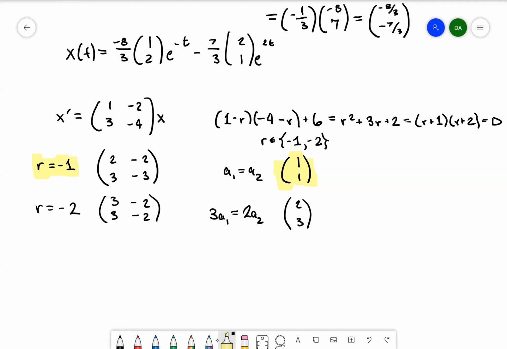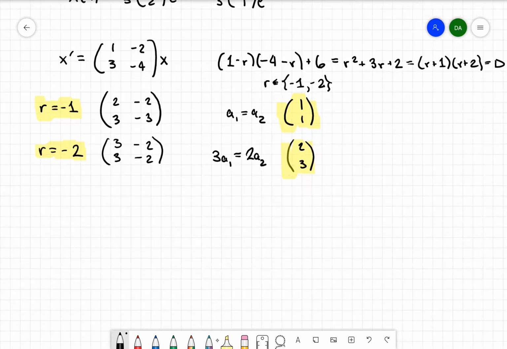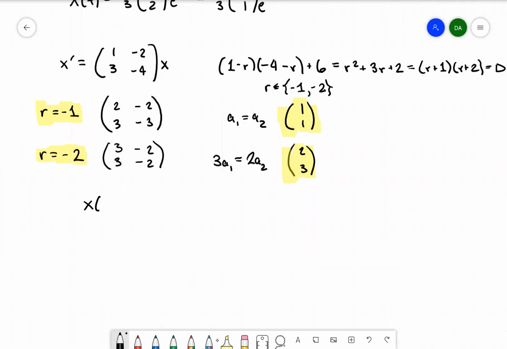Okay. So now we have this eigenpair, and we can go ahead and write up our general solution. So the general solution will be x of t is equal to c1 times (1, 1) e to the minus t, plus c2 times (2, 3) e to the minus 2t.